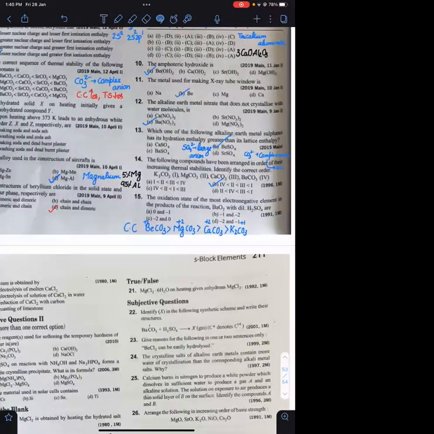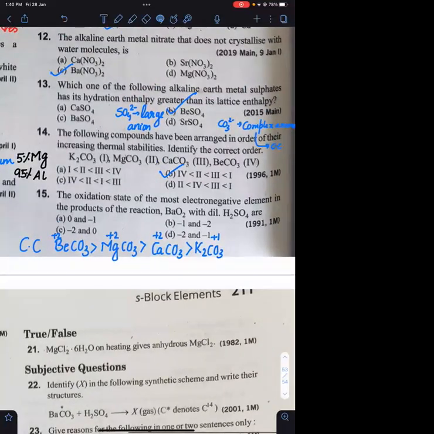Next question. Question number 15. The oxidation state of most electronegative element in the products of reaction of BaO2 with H2SO4. Is BaO2 a peroxide? BaO2, barium peroxide, right? Any peroxide on reaction with dilute acid, what will you get? H2O2. So यहाँ पे आपको H2SO4 के साथ जब रिएक्ट किया है, it will give me H2O2 plus BaSO4, which is the most electronegative element here, oxygen.